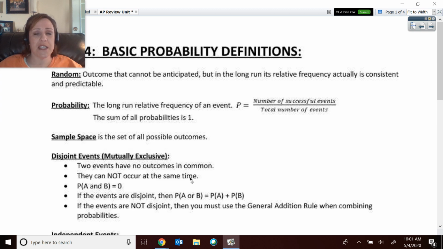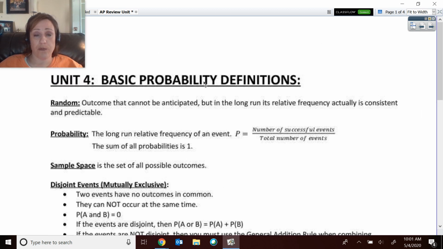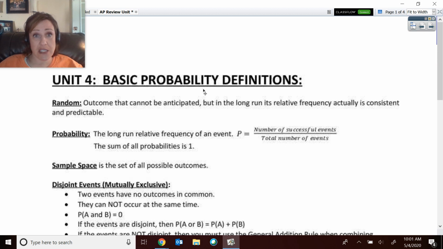Okay? This video will help you to do the multiple choice sections A and C. The multiple choice section B is random variables, and you would be better served to watch the second set of notes video before you do multiple choice question set B on the progress checks. Okay. So here we go with our basic probability.